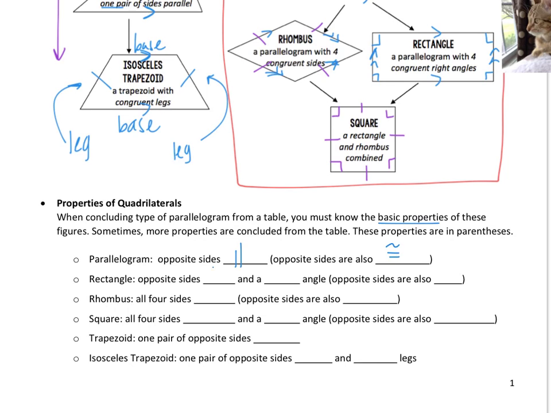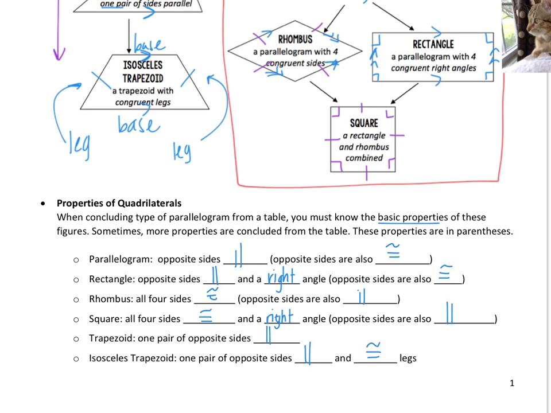In a rectangle, opposite sides are parallel, and there's a right angle. Tiny space to write the word right. But again, still know that opposite sides are congruent still. A rhombus has four congruent sides, but opposite sides are still parallel. A square has four congruent sides and a right angle, but again, opposite sides still parallel. A trapezoid has one pair of opposite sides that are parallel. In an isosceles trapezoid, same thing, but there are also congruent legs.